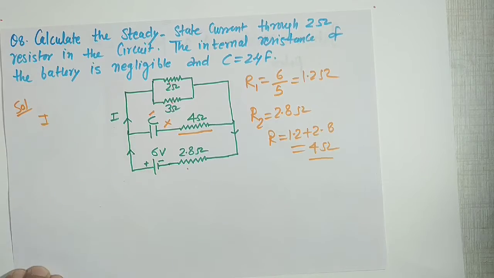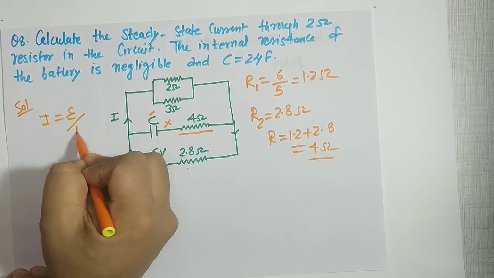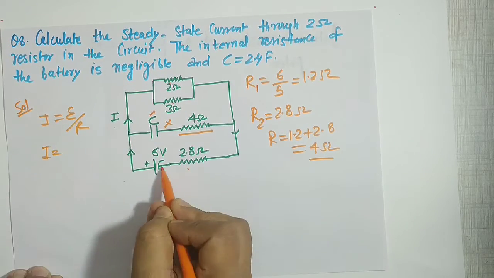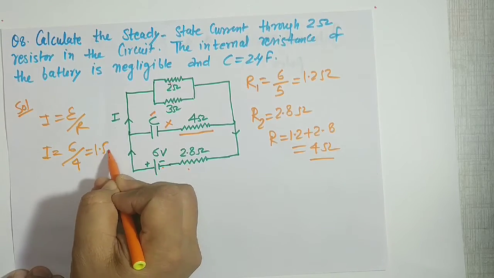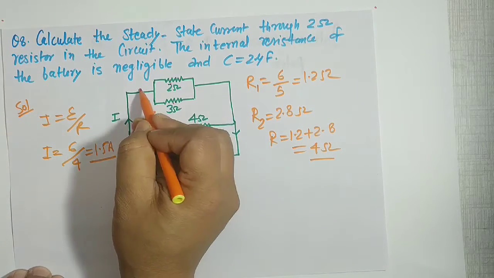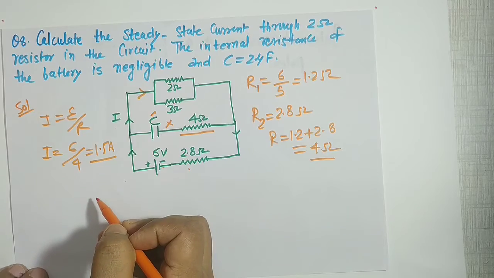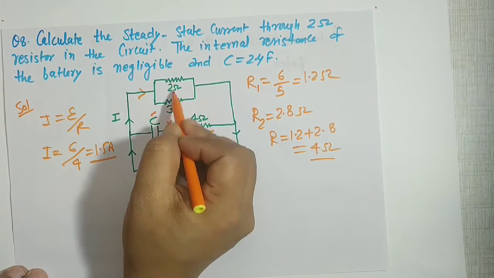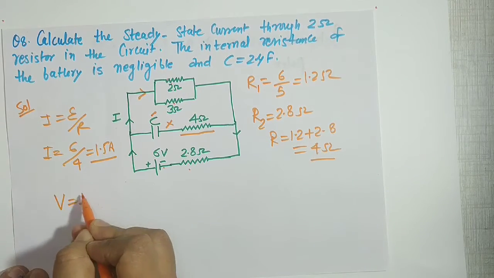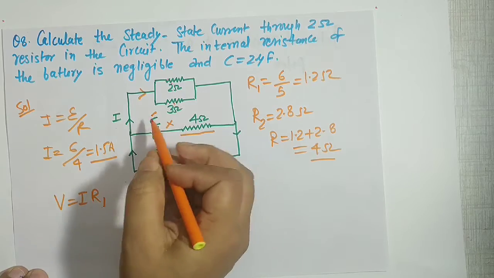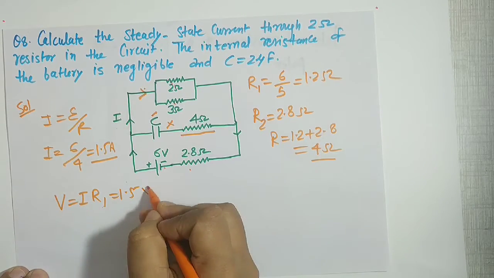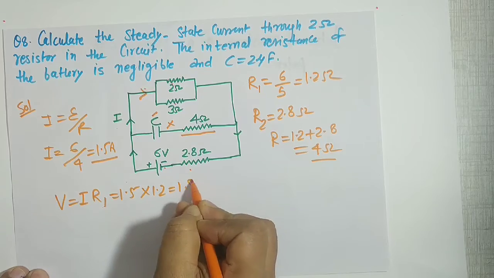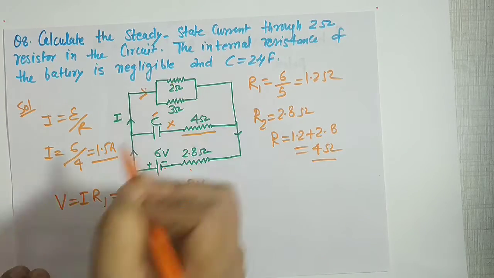What is I? I is E by R. What is E here? 6. What is net resistance? 4. So it becomes 1.5 ampere. This is the net current. And this net current is going in this. Now we know that the potential in this part will be V equals I R1. What is I going here? 1.5. What is the R1 of these two? It's 1.2. So that means 1.8 volt is across this.